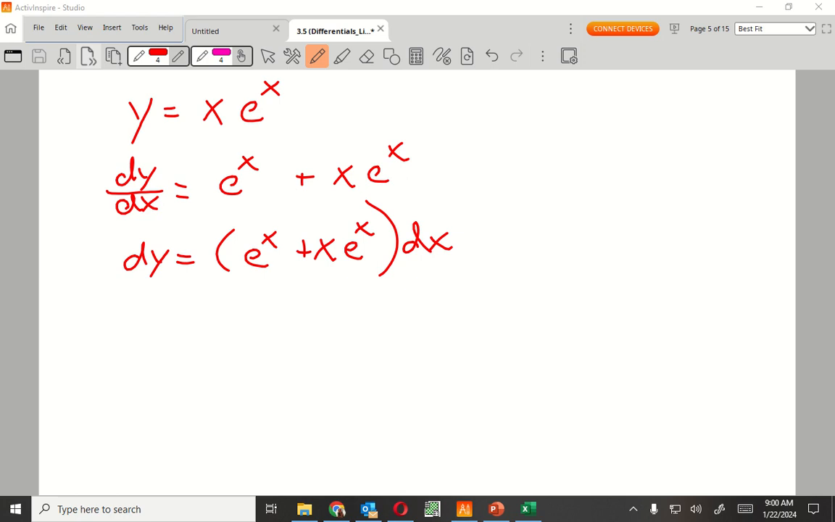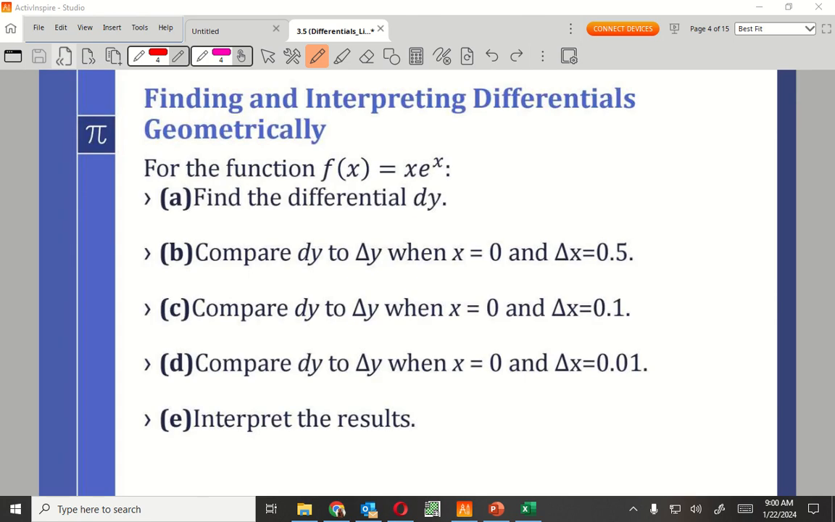So I got my dy. Compare dy to delta y when x equals 0 and delta x equals 0.5. So what we're doing is evaluating for those now. So I'm plugging in 0 for x, and delta x is going to be 0.5.